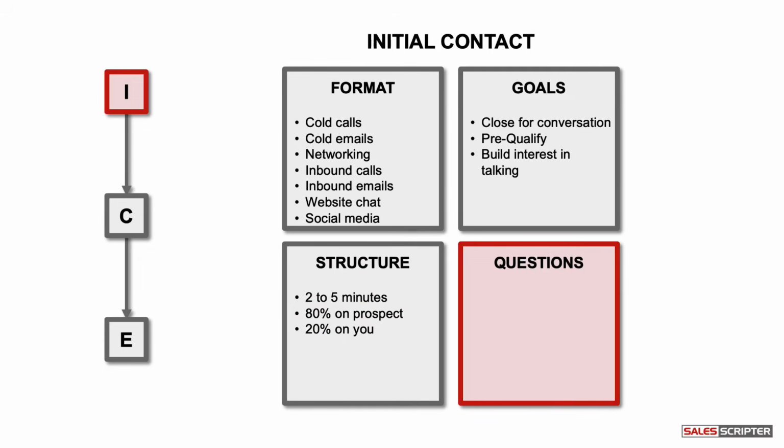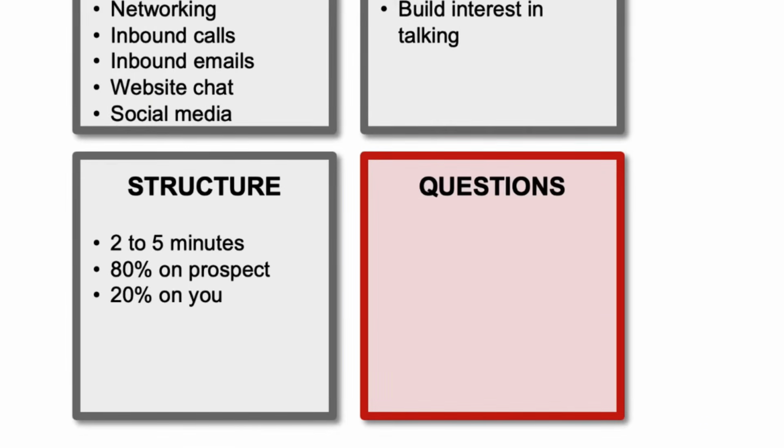And the best way to make 80% of the initial contact about the prospect is by simply asking questions. There are only two types of questions that you need to worry about asking during the initial contact. The first type is pain questions.